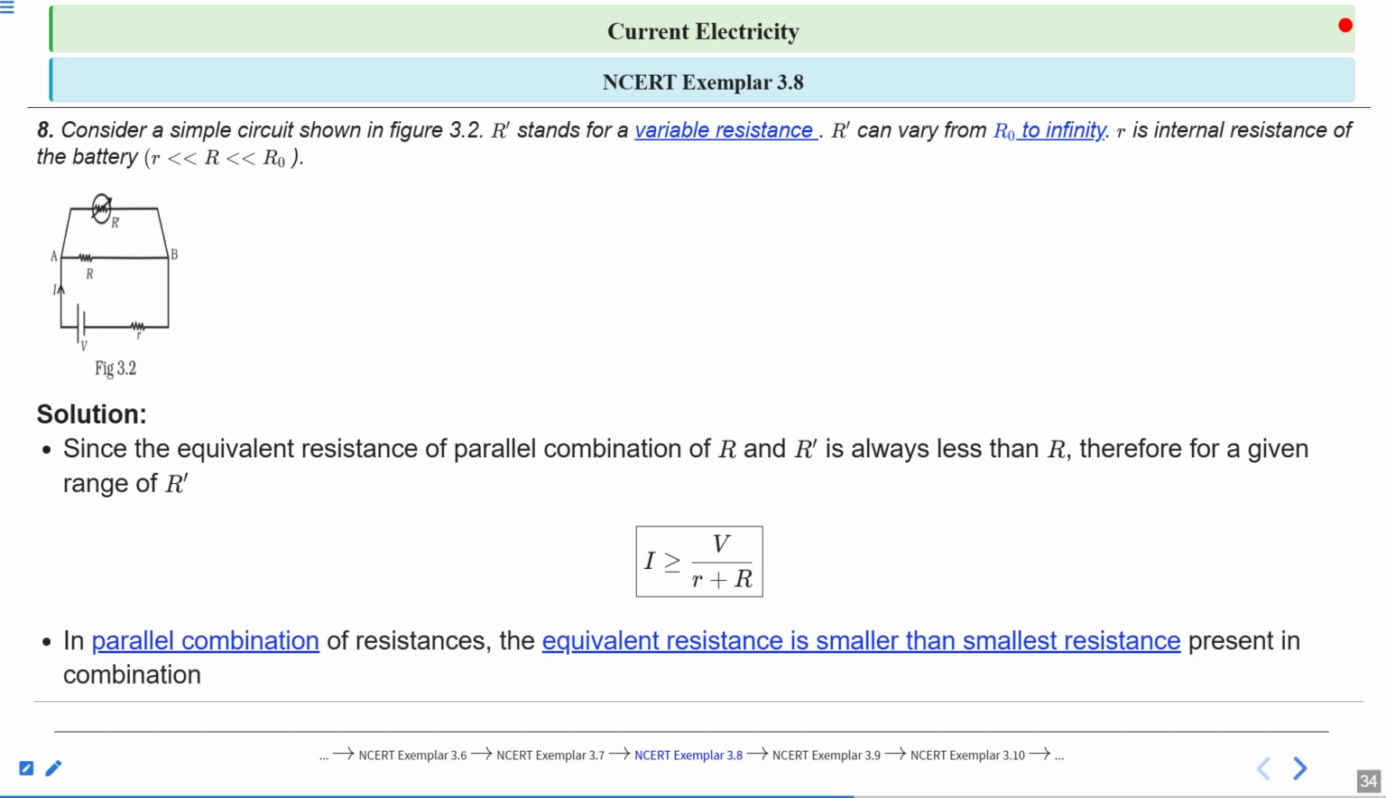In a parallel combination of resistances, the equivalent resistance is smaller than the smallest resistance present in the combination. This is the reason why we have taken I greater than or equal to V upon small r plus capital R. It is basic maths. In a parallel combination of resistances, the equivalent resistance is smaller than the smallest resistance in the combination.